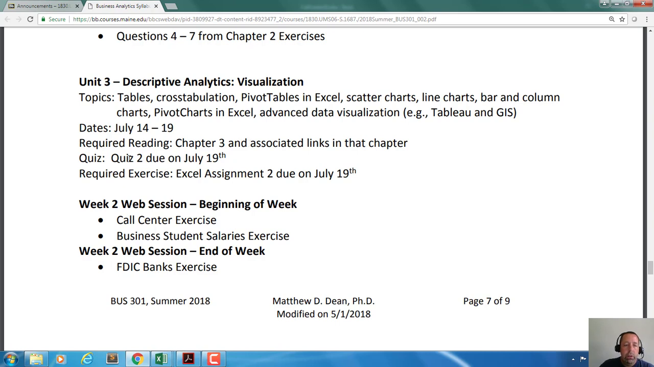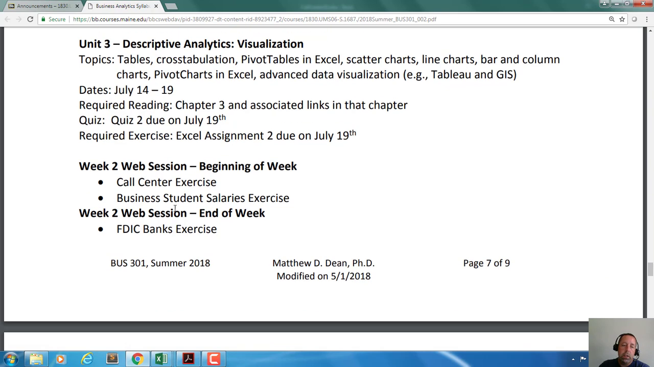Your second quiz is due on July 19th. That's a Thursday. Excel Assignment 2 is due on Thursday, July 19th. Also, 2 web sessions again. Monday we have 2 exercises, and then Wednesday is one that's a little more involved. It's actually an old exam question that I'm using for this one.